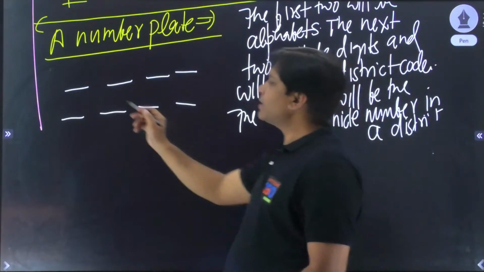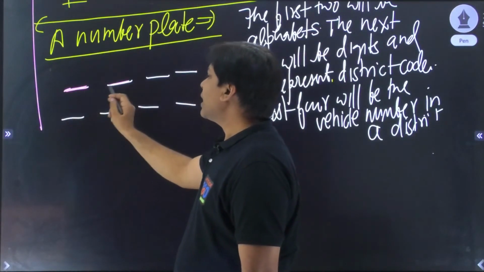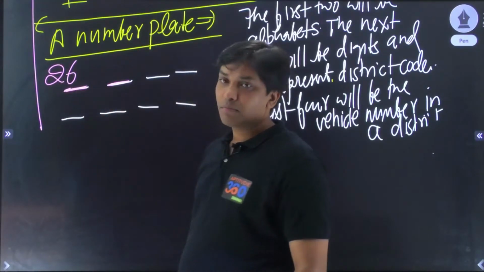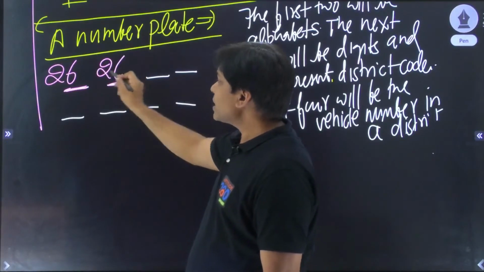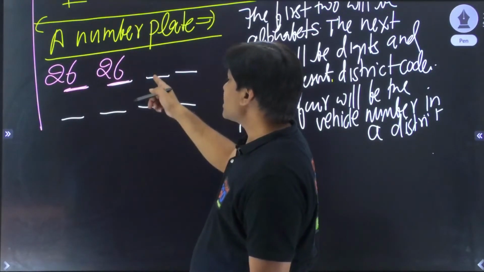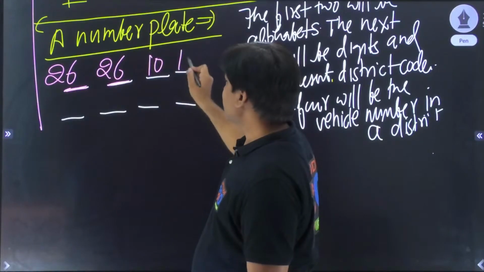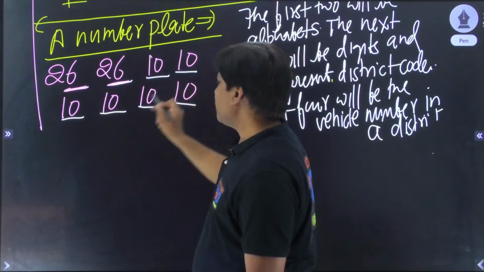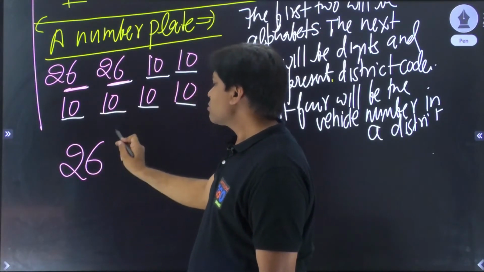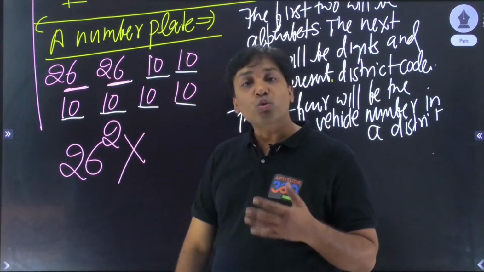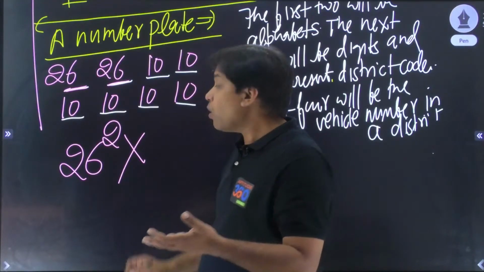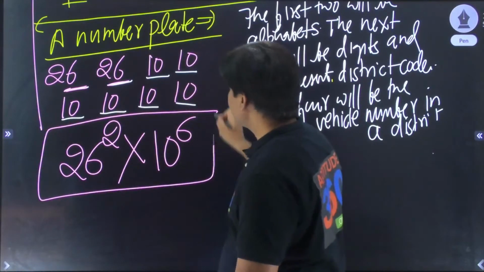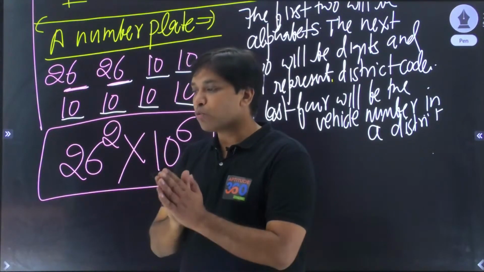If it has to be alphabets, then write from A to Z. This will be 26, and this can be done in 26 ways, isn't it? And this is 0 to 9, so 10 ways, and then 10 ways, and then 10 ways, and then 10 ways. In how many ways can this be done? It can be done in 26 raised to 2 and 10 raised to 6 ways. Are we understanding this, people? What am I trying to say? Are you convinced with this?